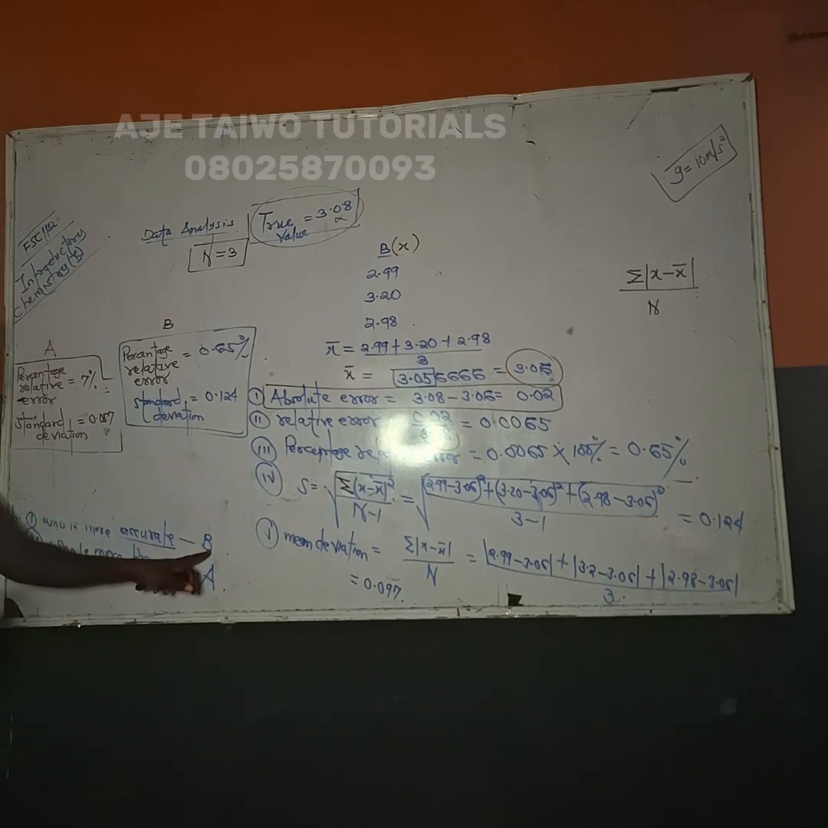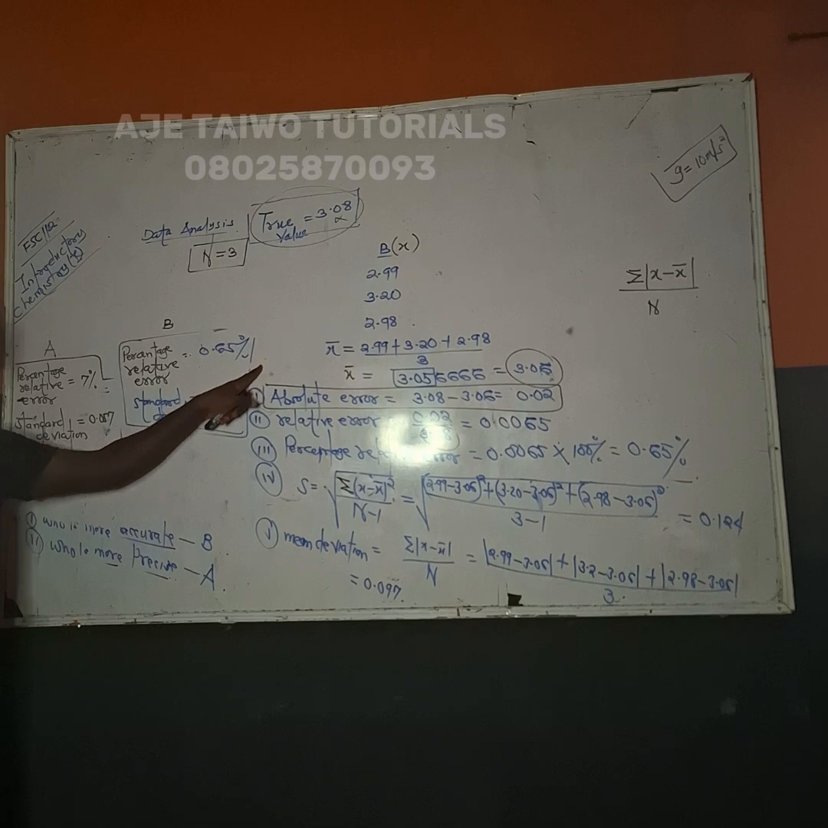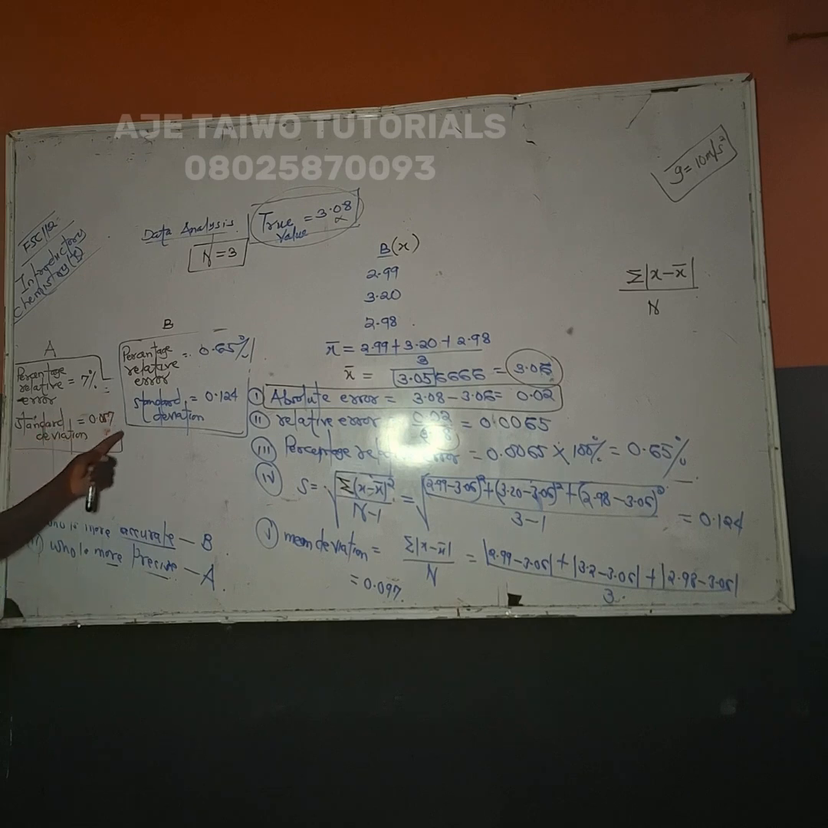Why is B more accurate? Because B has lower percentage relative error. Why is A more precise? Because A has a lower standard deviation.